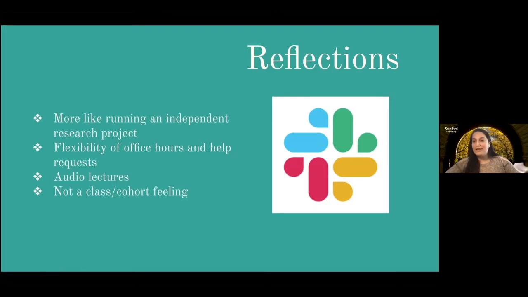So I'm hoping that in that context, the next cohort of this class will be able to come up with different ways of accommodating the class feeling and the sense of cohort. I also love the audio lectures versus visual lectures. They were really helpful, and I think it's an accommodation that all instructors should think about, whether they really do need the visuals or not. It was nice to rest my eyes and be able to listen to something. And that's pretty much everything from my end.